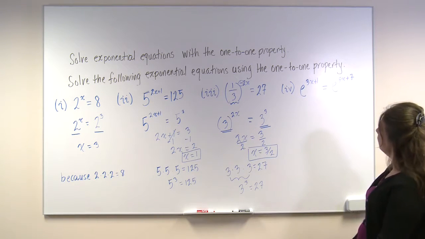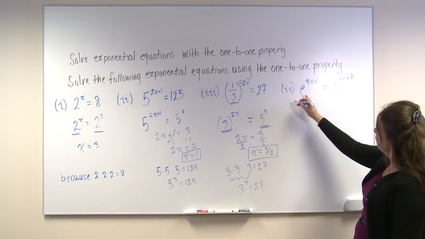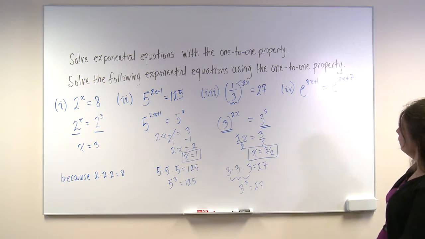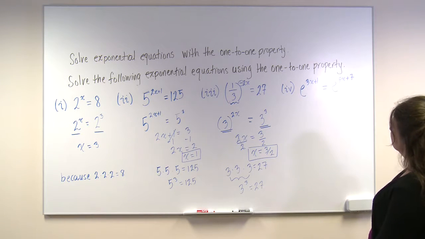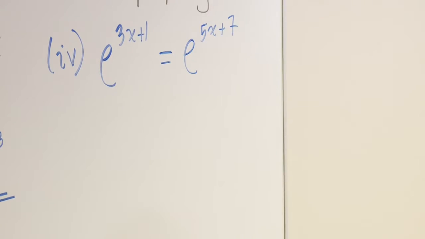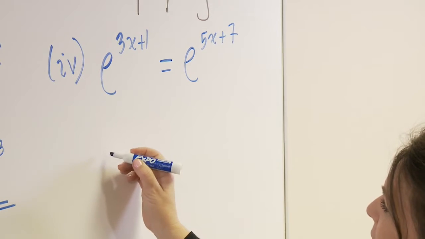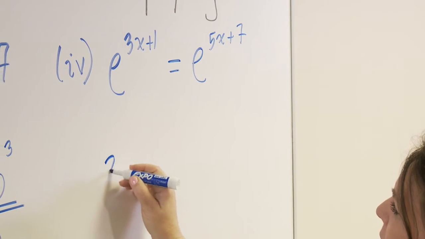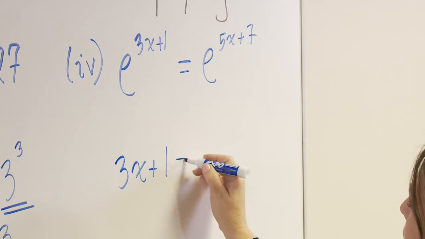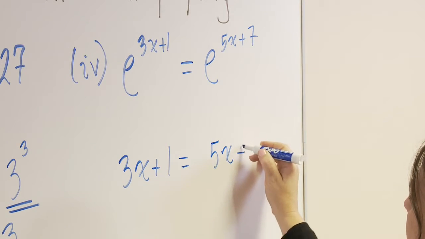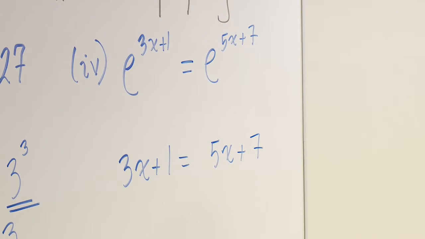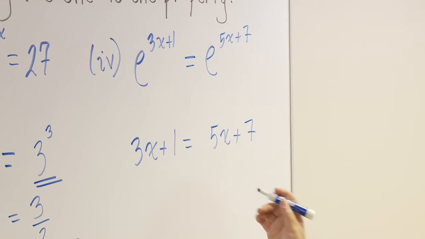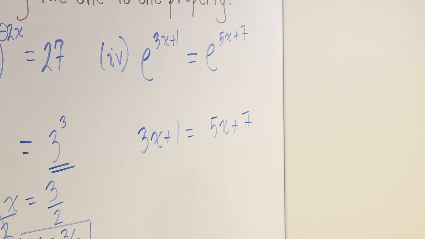For the fourth and last problem, both the left side as well as the right side have the base of e, which is also the natural base. So I can go ahead and just equate the exponents, use the one-to-one property, since the bases are already equal, and I have 3x plus 1 is equal to 5x plus 7. Solving this for x, I can choose to collect like terms with the x's on the right-hand side or the left-hand side. It doesn't make a difference.